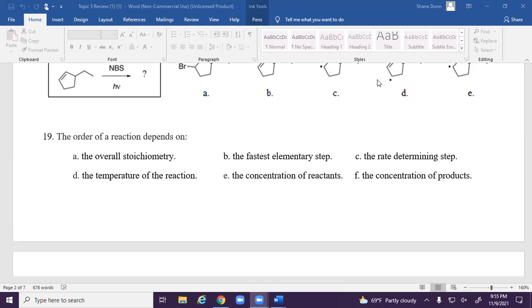The rate determining step. Chem 115 or something. Wait, okay, I barely, very vaguely remember that. First order, zero order, second order. Stereochemistry? No. Elementary step? No. Concentration of reactants? Don't care. Temperature? That does affect it, but doesn't do anything. Concentration of products? Don't care. It is the rate determining step, because the rate determining step is the step that determines the order of reaction.